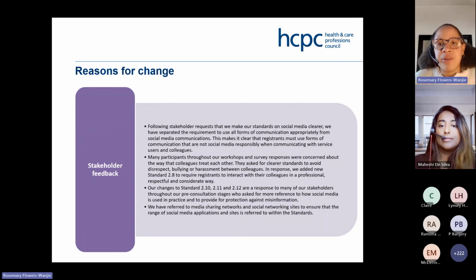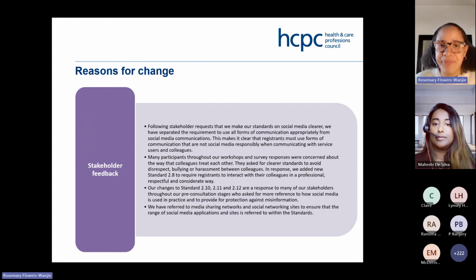Much of our changes about communicating with service users, carers and colleagues originated from stakeholder feedback. So, for example, the concern that survey respondents and workshop participants had about how registrants treat colleagues is represented in new standard 2.8. And we've added reference to colleagues across standard 2. And in standard 2.8, we specifically state how we expect registrants to interact with their colleagues, and that's professionally and respectfully. We also responded to stakeholder concerns about misinformation by adding that specific standard intended to tackle that issue.